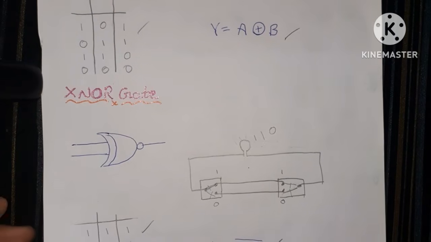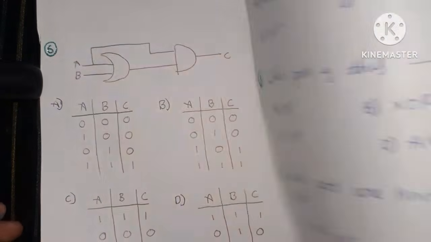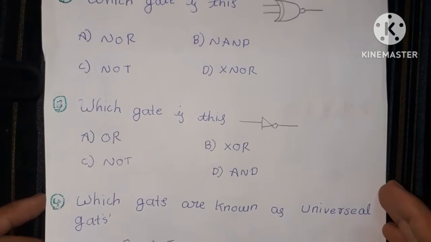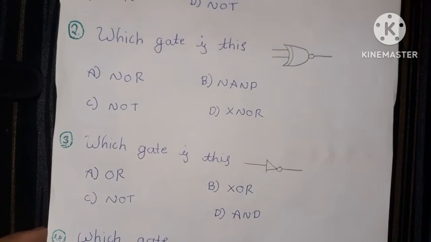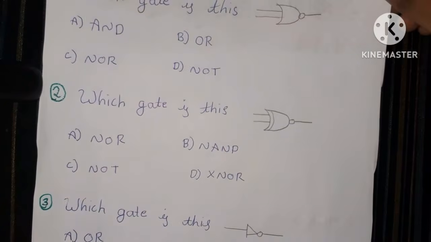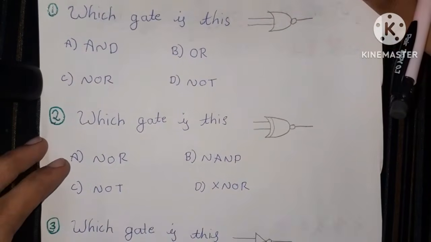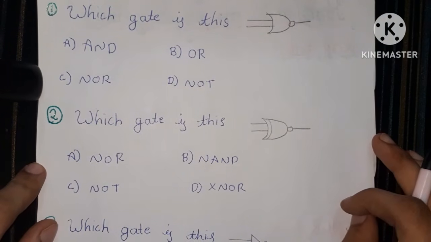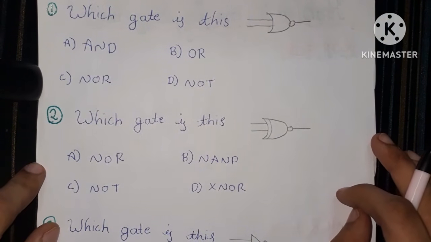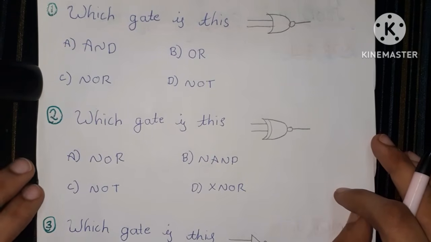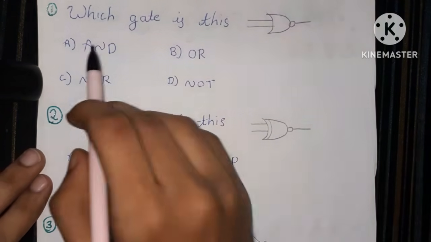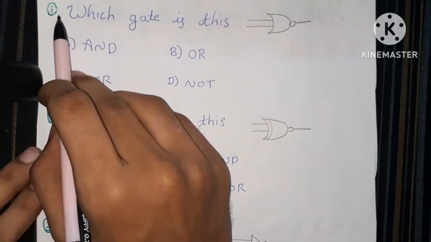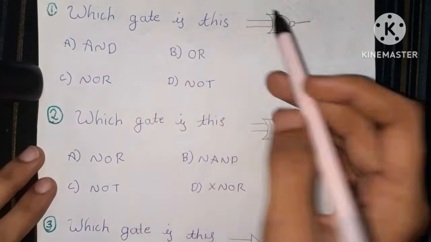Okay, now we will talk about some problems. We will go through some simple problems next. We will discuss these easy problems. Now, which gate is this? First, see the first question. Could you see? Yeah, it is perfect. See this first question. Which gate is this?